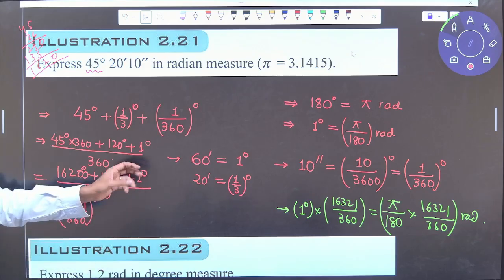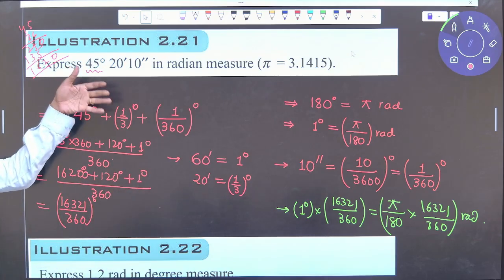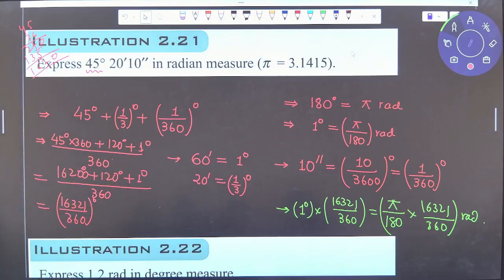Now you have to just do the calculation and all. No need to do it; I am only telling you this minute and second relation with degree. If someone asks you, you can say.